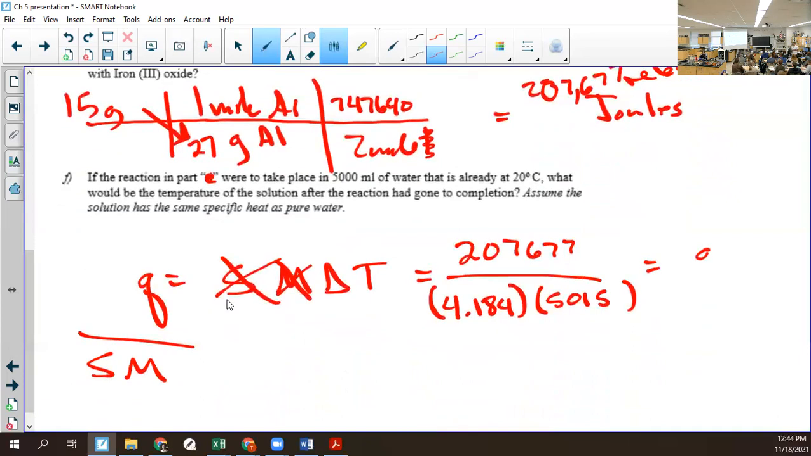Math-wise, are we good? You take the heat that was produced, you set it up, and Stacy says it's 9 point something. Okay, now my friends, is that the answer? No, be careful. You have to add that to what it already was. So what was it before? 20. So the answer is 29.89 degrees.